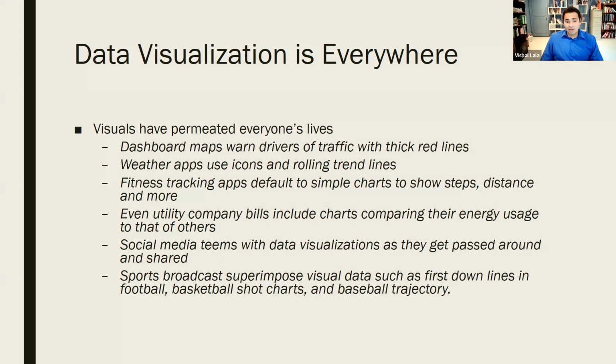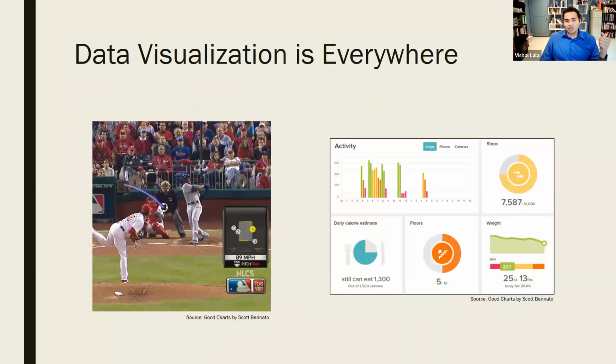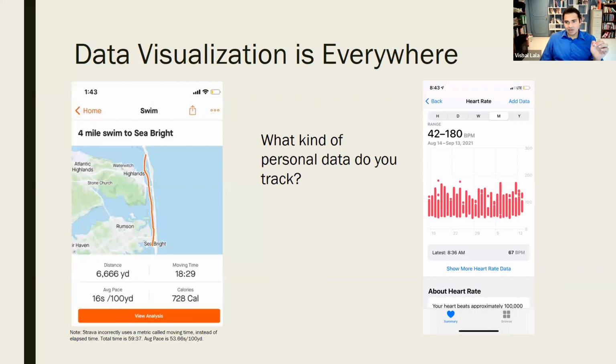Social media is full of data visualization being passed around. And then you see sports broadcasts, where they show, for example, the ESPN yellow line, or in baseball, the trajectory of a ball. So it seems like data visualizations are everywhere around us, right? We're seeing them in professional forms and in personal forms.